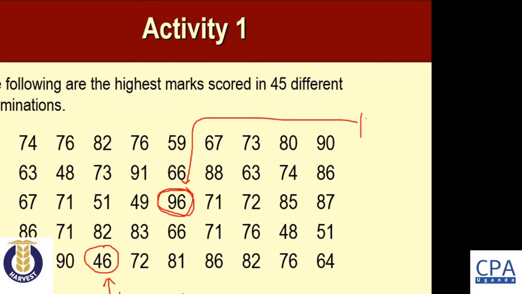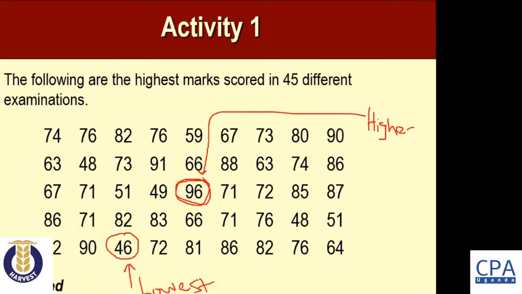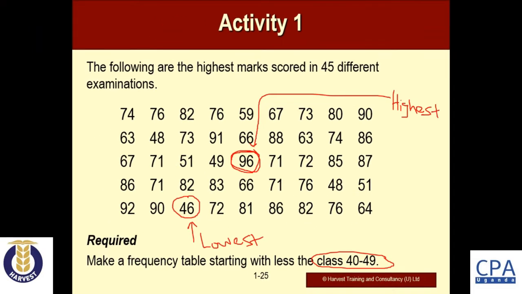So it means that the class limits must cover the highest and the lowest score. So that is my highest score. As I construct my frequency distribution table, I'll ensure that the last class limits are going to cover 96 and the first class limits are going to cover 46, the lowest score.